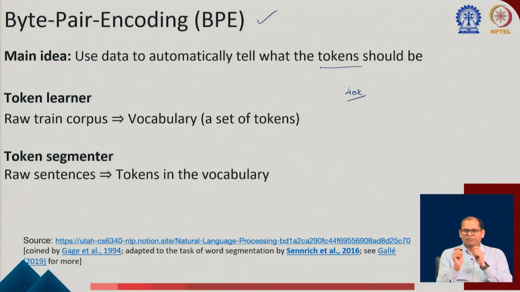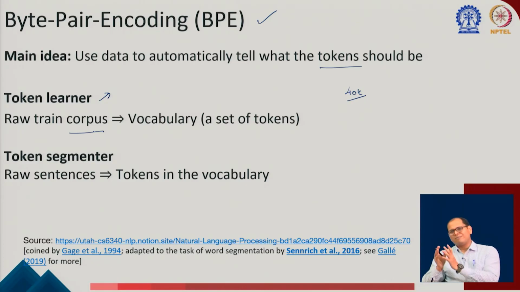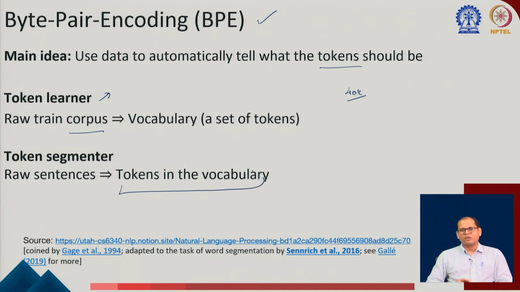So it has two different phases. One is the token learner, which is the main part. You take a corpus and find out the vocabulary, the set of tokens. And then you have a token segmenter, which at runtime, when you give it a new sentence, will convert it into the tokens in the vocabulary and give them IDs based on its vocabulary.